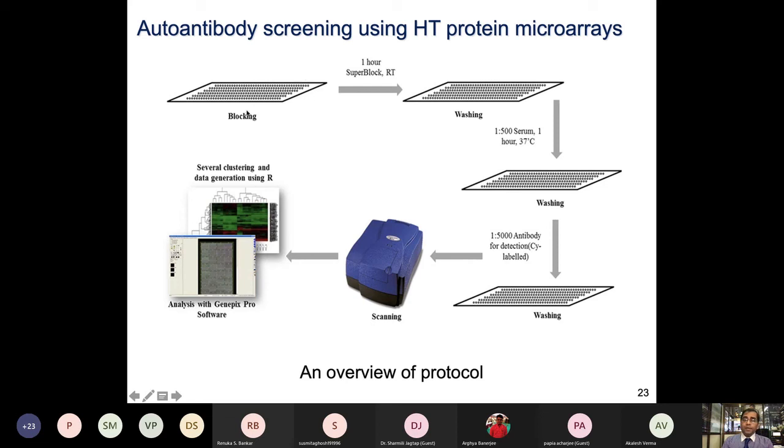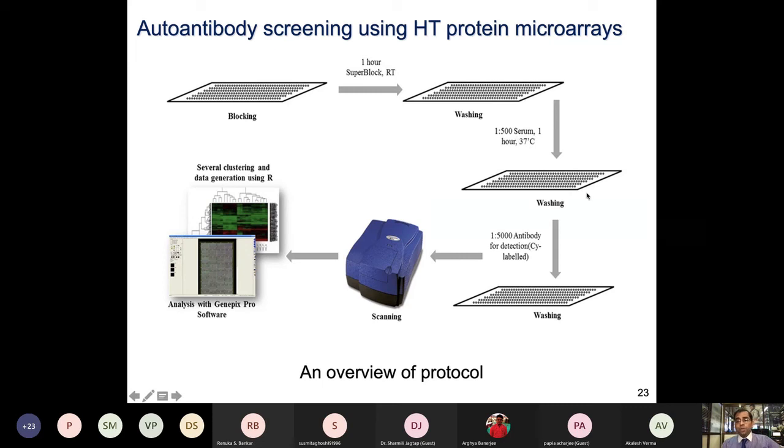As I said earlier, you will take the chip, block that with a super block at room temperature for almost an hour or so, or you can do it at 4 degrees. After that, you're going to add the serum sample, and again many optimizations are required, but in our experience this 1:500 serum dilution worked well. But that is no set guideline. You can always optimize for what serum sample you have, from which type of disease, which type of patient samples. You have to adjust the dilution so that there's not too much background. So I cannot give you an exact number. It can be directly undiluted. It could also be 1:200 dilution or 1:1000 dilution, right?